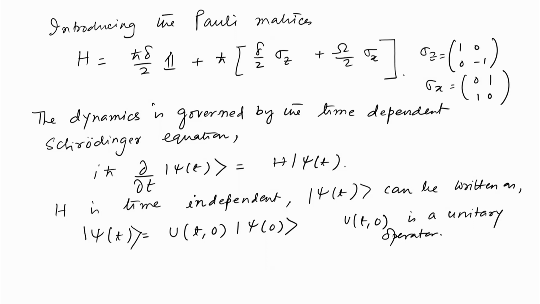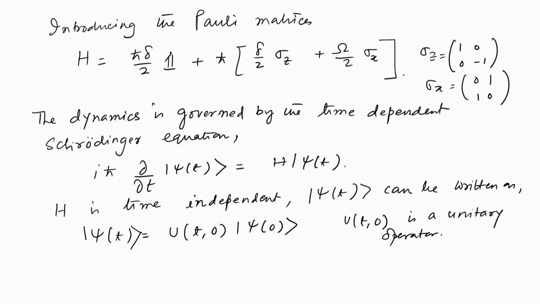And various other properties, so they can successively evolve in time. So, U dagger U equal to 1, and U(t1, t2) U(t2, t3) equal to U(t1, t3), and various other things which we will not discuss here. So, these are the time evolution operators that we will be using. So, the form of the time evolution operator is the following.